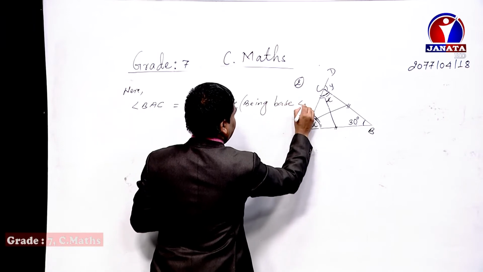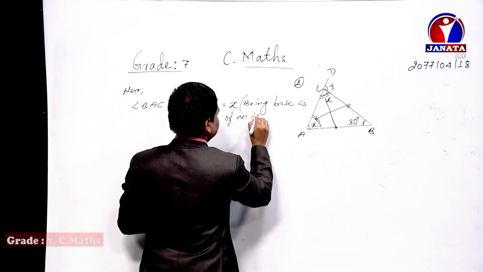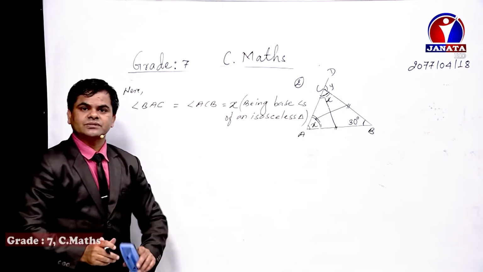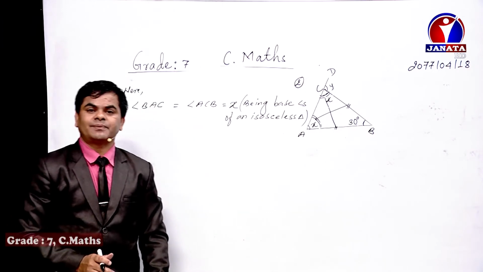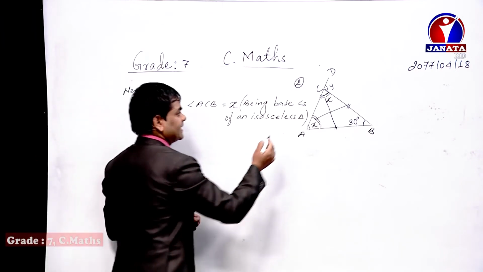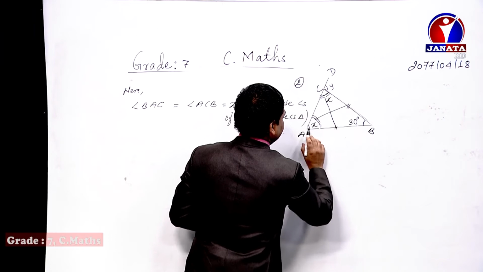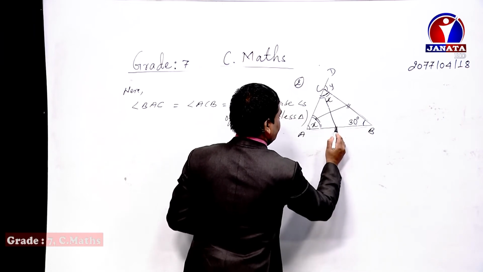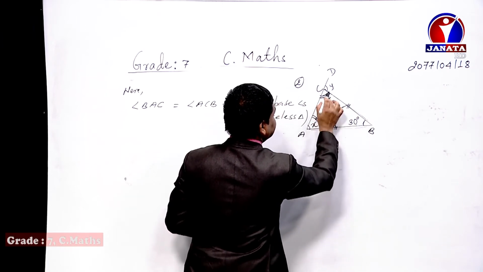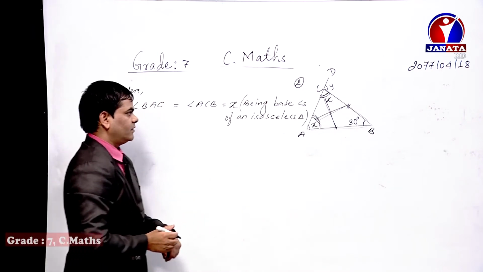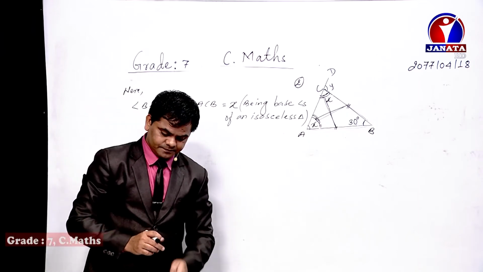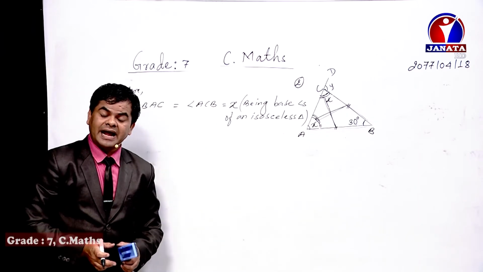being base angles of an isosceles triangle, because base angles of an isosceles triangle are always equal. And which are the base angles? Those opposite to the equal sides. Sides BC and AB are equal to each other. So opposite to AB, angle C, and opposite to BC, angle A. These are the base angles of this triangle. And the remaining third angle, 30 degrees, is the vertical angle. The non-equal angle is known as the vertical angle in case of an isosceles triangle.